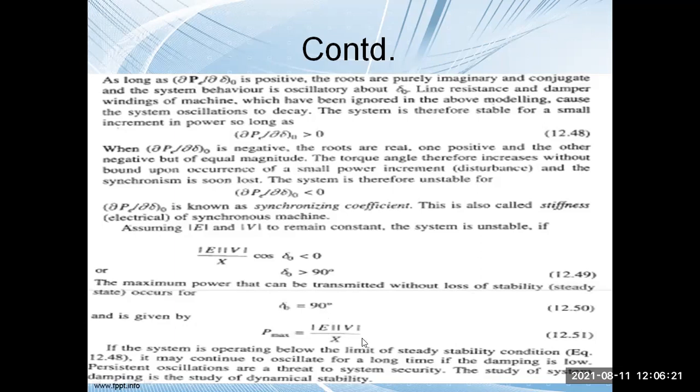What will that be? That is EV by X into sine delta. So delta is 90 degree, and sine 90 means 1. So this will be EV by X.